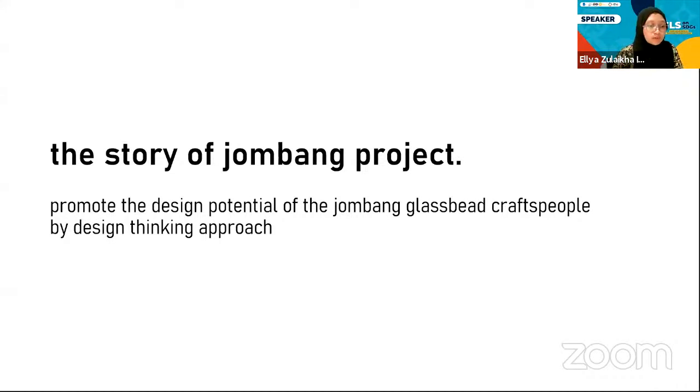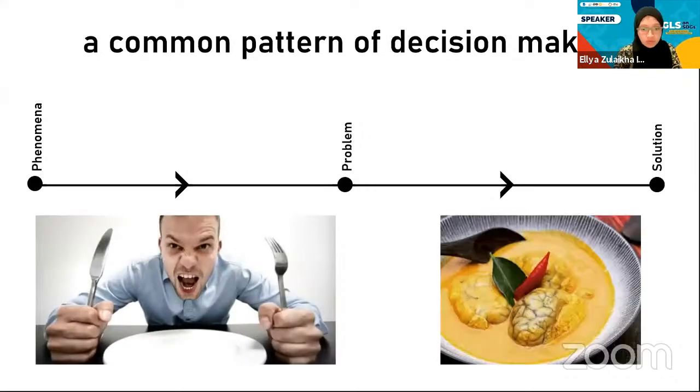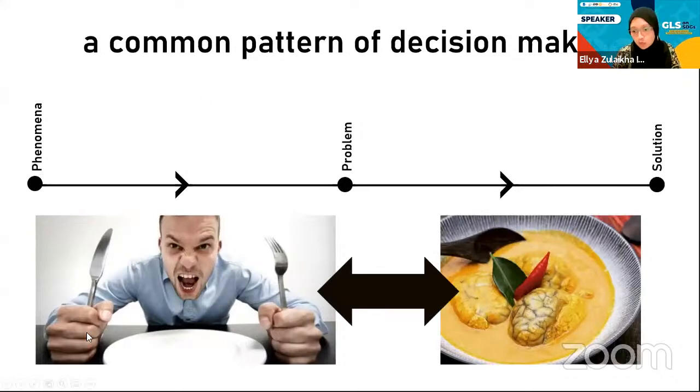The clue is we try to promote the design potential of the Jombang class with craftspeople by the design thinking approach. This is a common pattern. We want to compare what we did differently with other common research projects. This is the common pattern of decision making. For example, we're hungry, and this is the solution, linear.